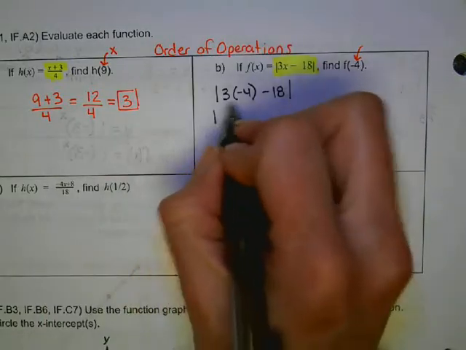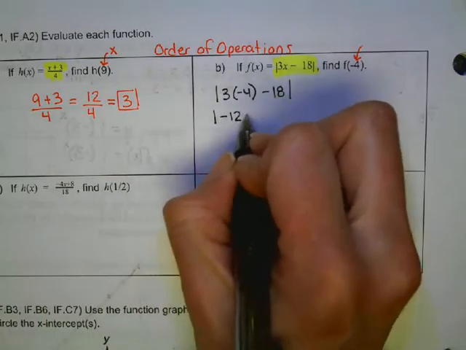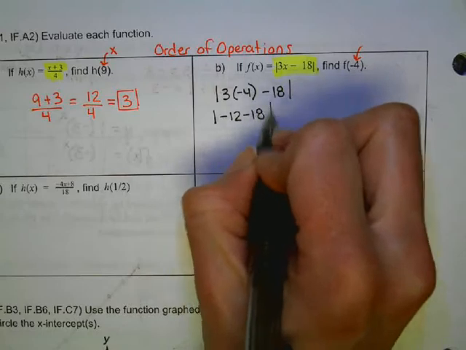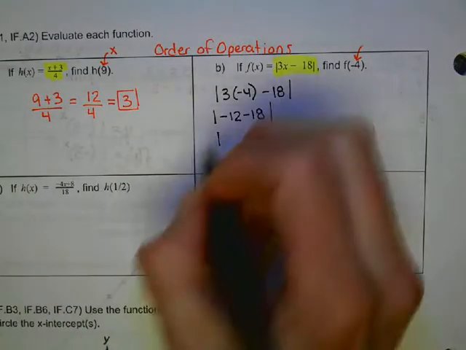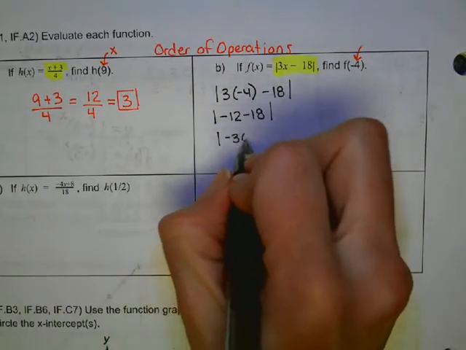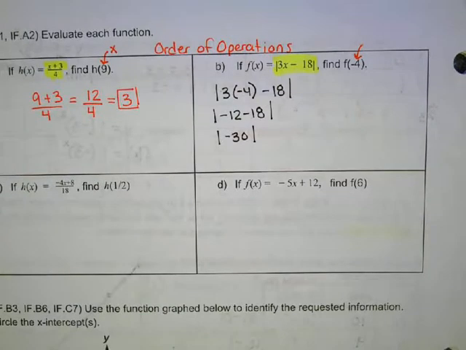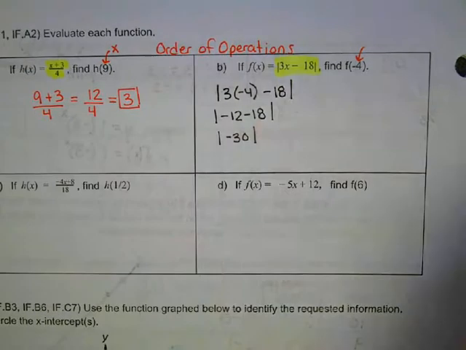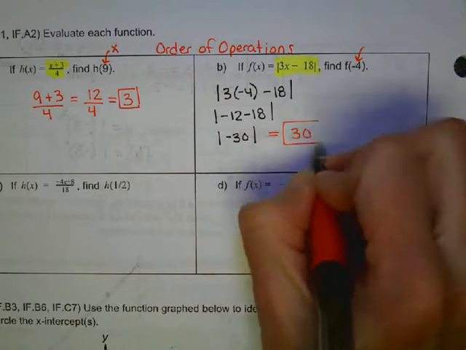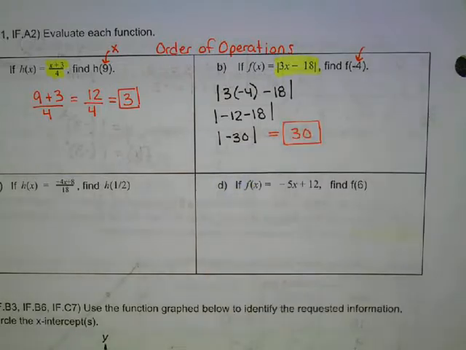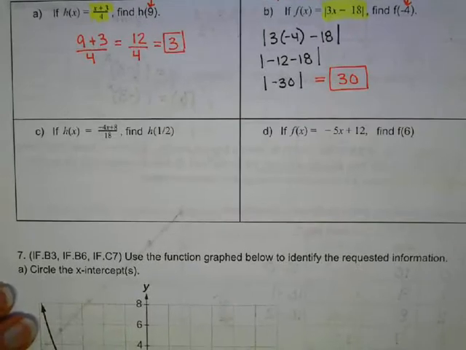So 3 times -4 is -12 minus 18. So -12 minus 18 is -30. And when you take the absolute value of a number, that changes it to +30. Absolute value symbols change the number to a positive number there. Alright, let's try the next one.